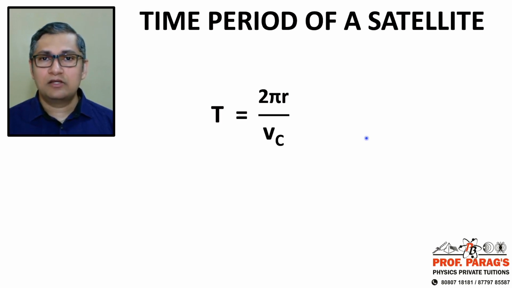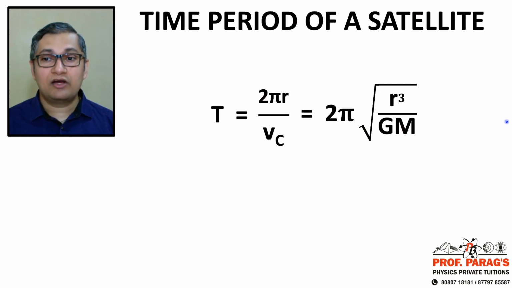For the time period, we can just use time equals distance upon speed. The distance in a circular orbit is the circumference, 2 pi r, and the speed with which it goes around the Earth is vc, the critical velocity. If I substitute the formula for vc, which we saw in the previous lecture, we get the formula for time period as T equals 2 pi square root of r cube divided by GM.